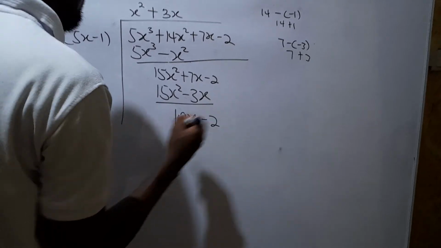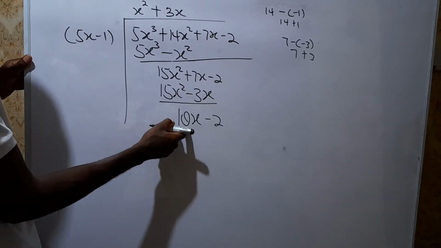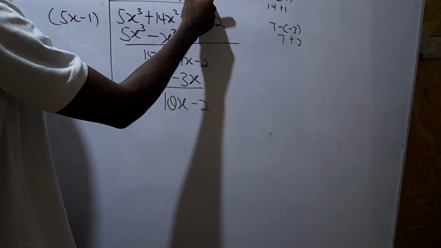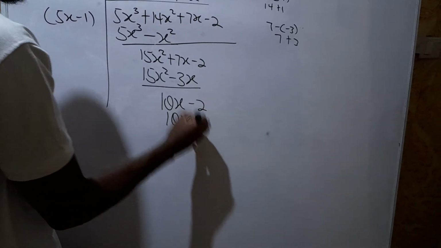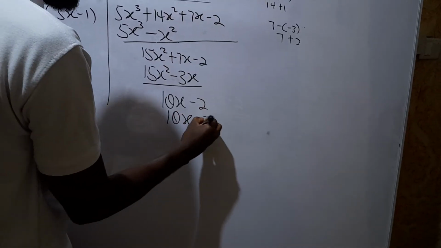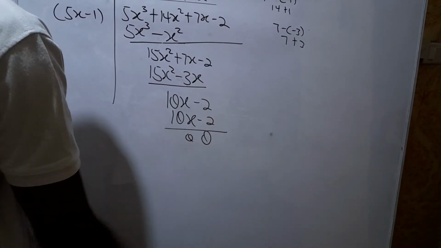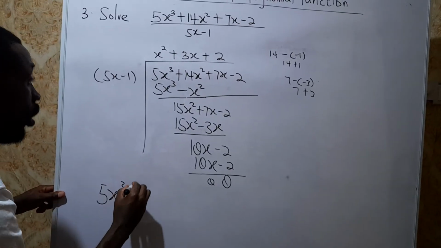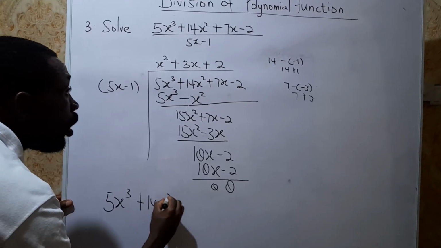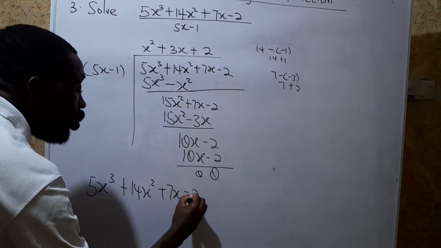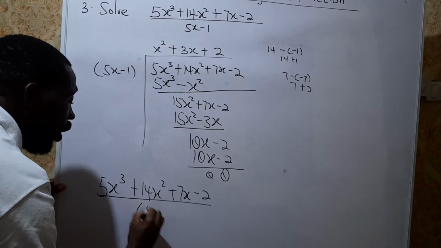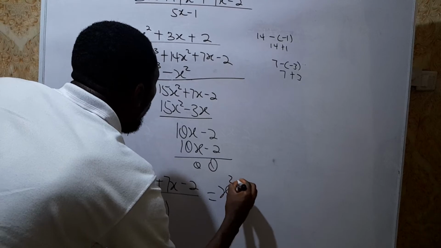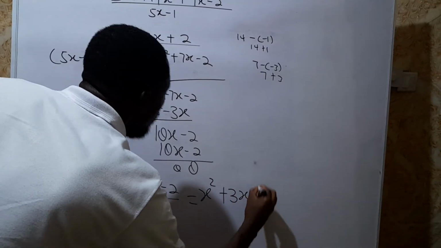Then minus our constant. 10x divided by 5x will be 2. 5x times 2 will give us 10x. Negative 1 times 2 will be negative 2. On subtracting, we get 0. So we can say that 5x cubed plus 14x squared plus 7x minus 2 divided by 5x minus 1 is equal to x squared plus 3x plus 2.